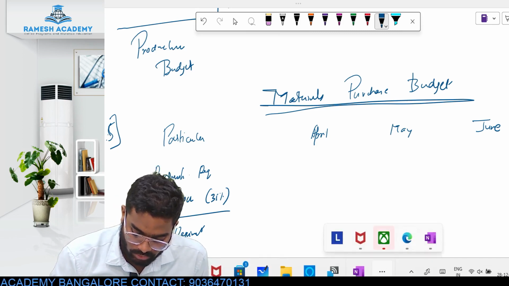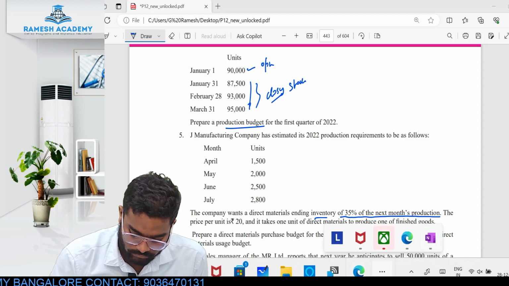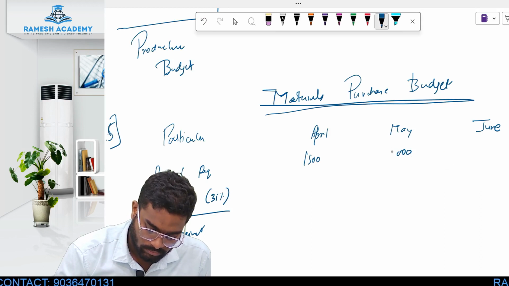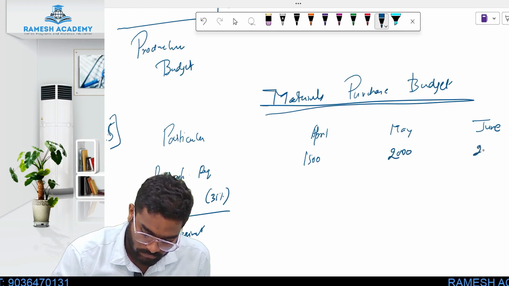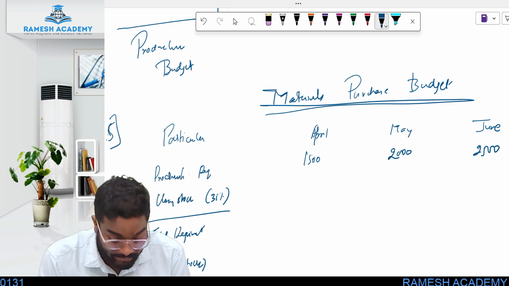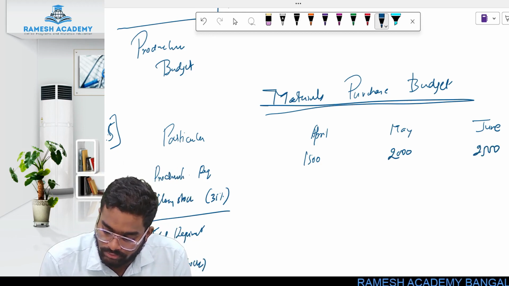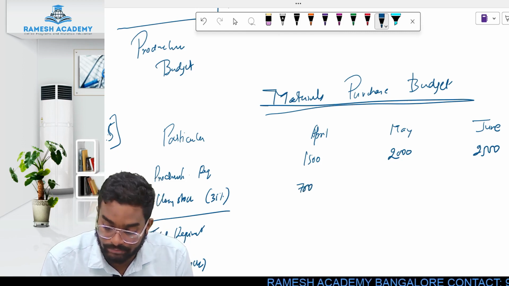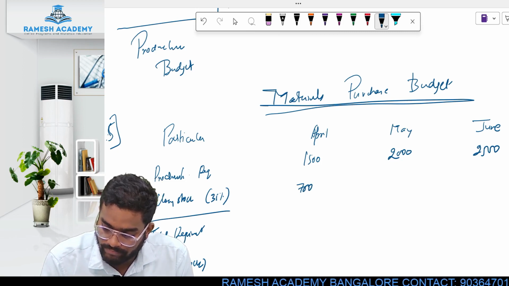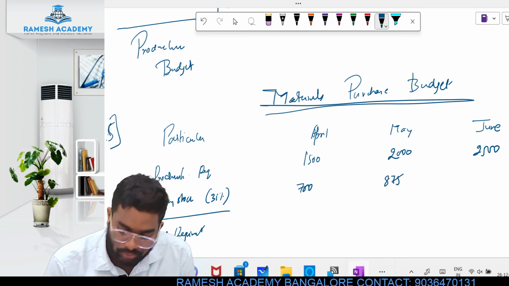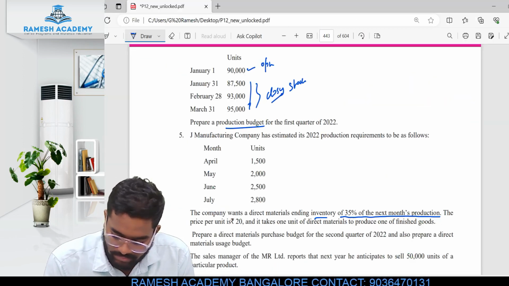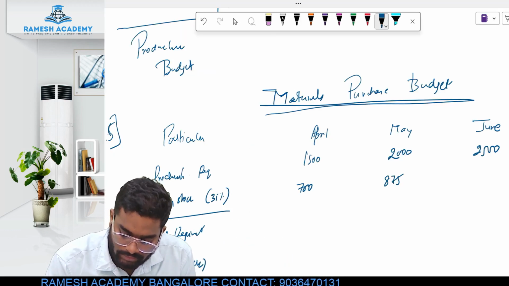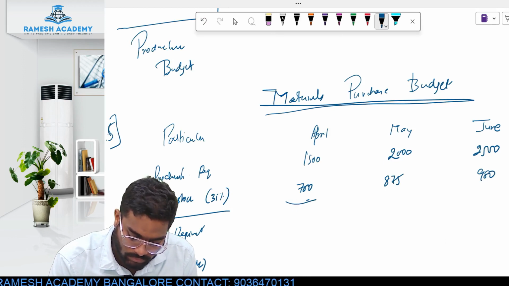So first we'll note down all the production: 1500, 2000, 2500. So closing stock is simple. Just take 35% of next month production. So 2000 into 35% is 700, because closing stock will be 35% of next month's production. Here it will be 2500 into 35%, 875. For June we have to see July's production. July production they have given 2800 into 0.35, 980. Done. So this is our total requirement.